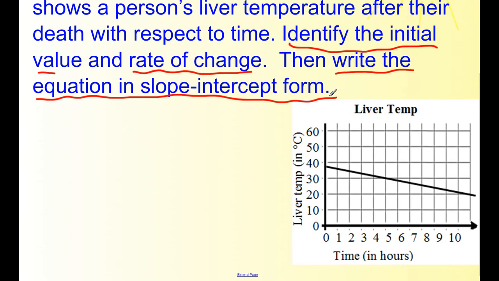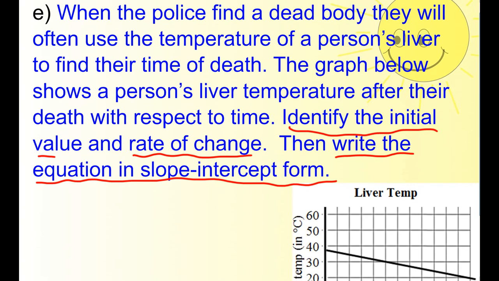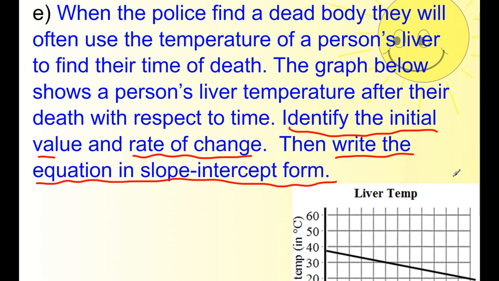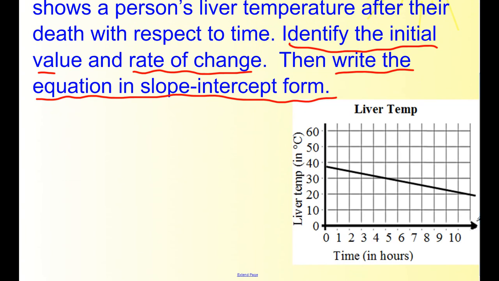This problem is for you to do. I would like you to do it now. I'll show it again. When the police find a dead body, they will often use the temperature of the person's liver to find their time of death. The graph below shows a person's liver temperature after their death with respect to time. Identify the initial value and the rate of change. Then write the equation in slope-intercept form. Go ahead, pause the video, do those three things right now. When you're ready to continue, hit play, and we'll go through them together.